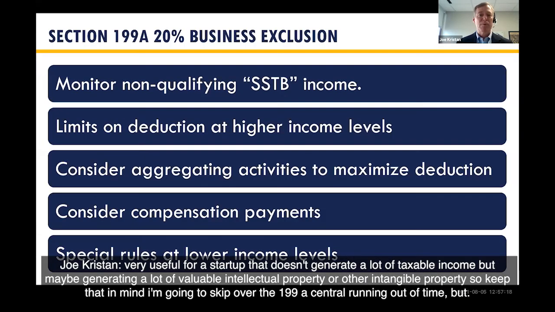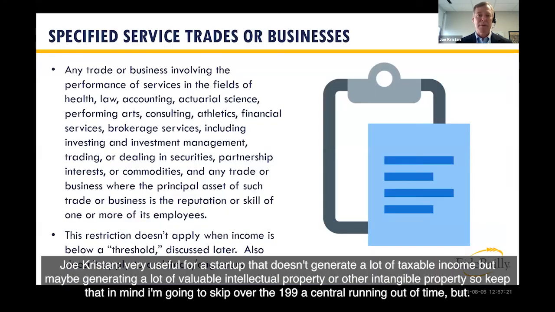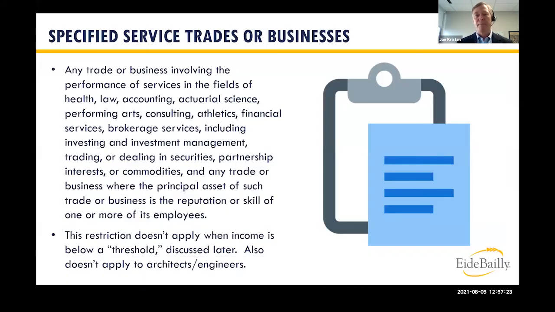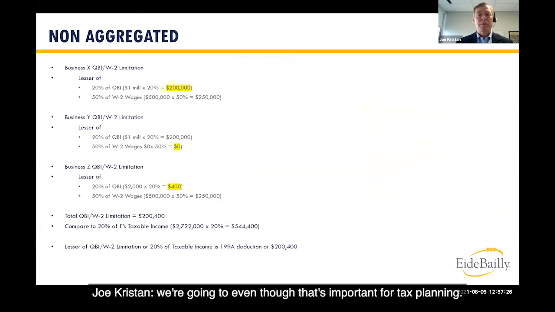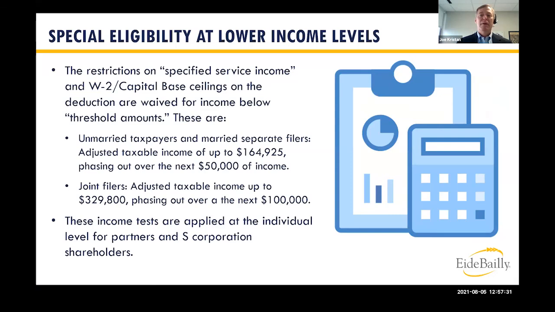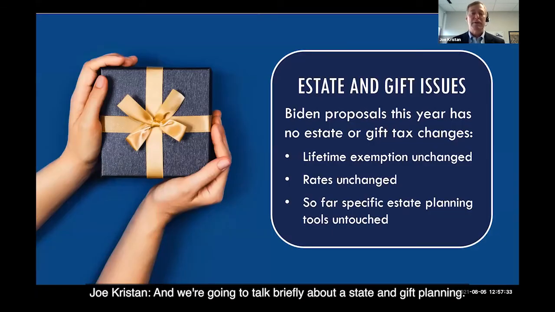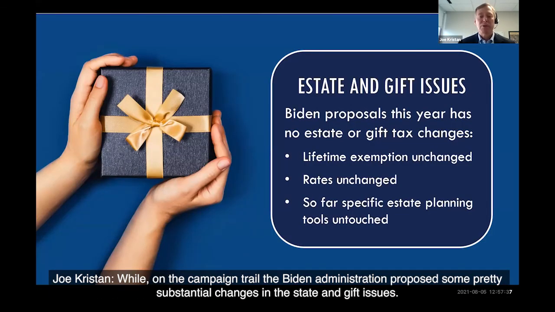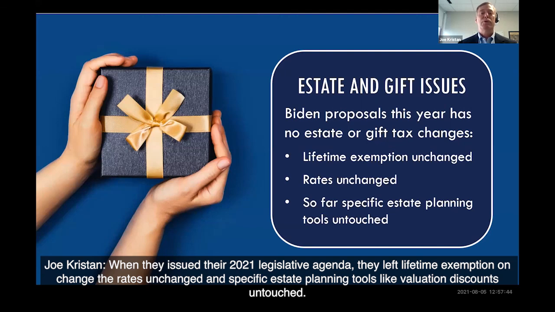I'm going to skip over the 199A since we're running out of time, even though that's important for tax planning, and we're going to talk briefly about estate and gift planning. While on the campaign trail, the Biden administration proposed some pretty substantial changes in estate and gift issues. When they issued their 2021 legislative agenda, they left the lifetime exemption unchanged, the rates unchanged, and specific estate planning tools like valuation discounts untouched.